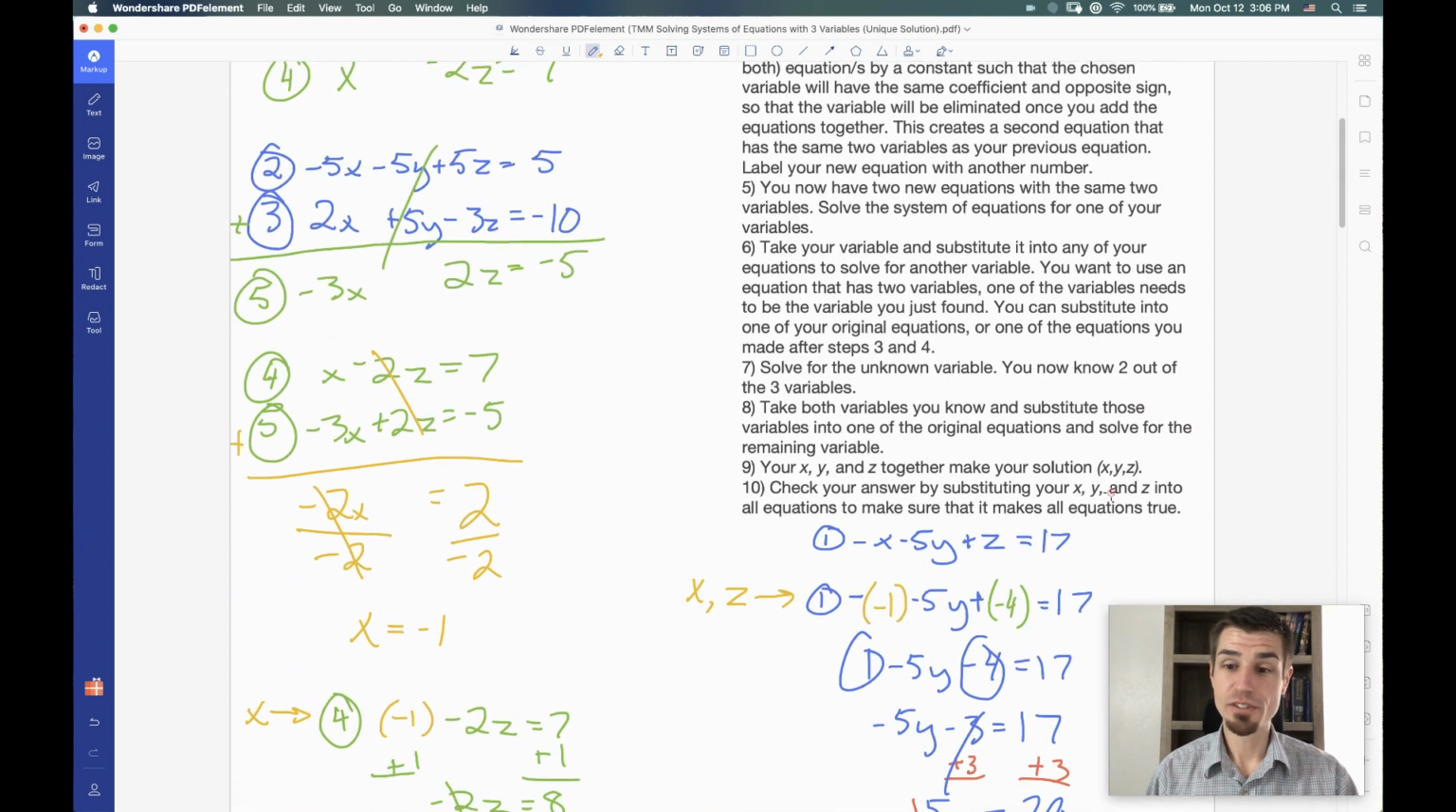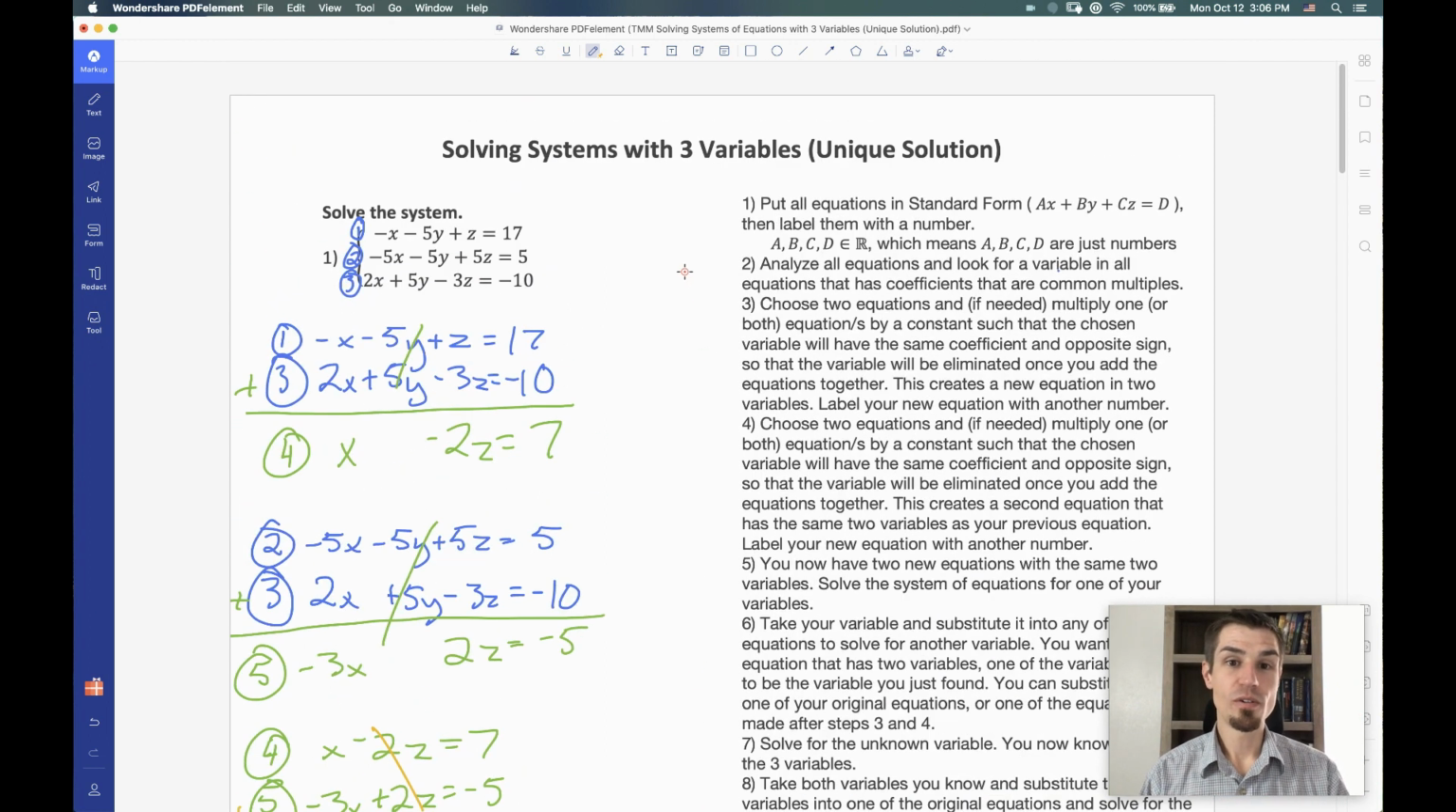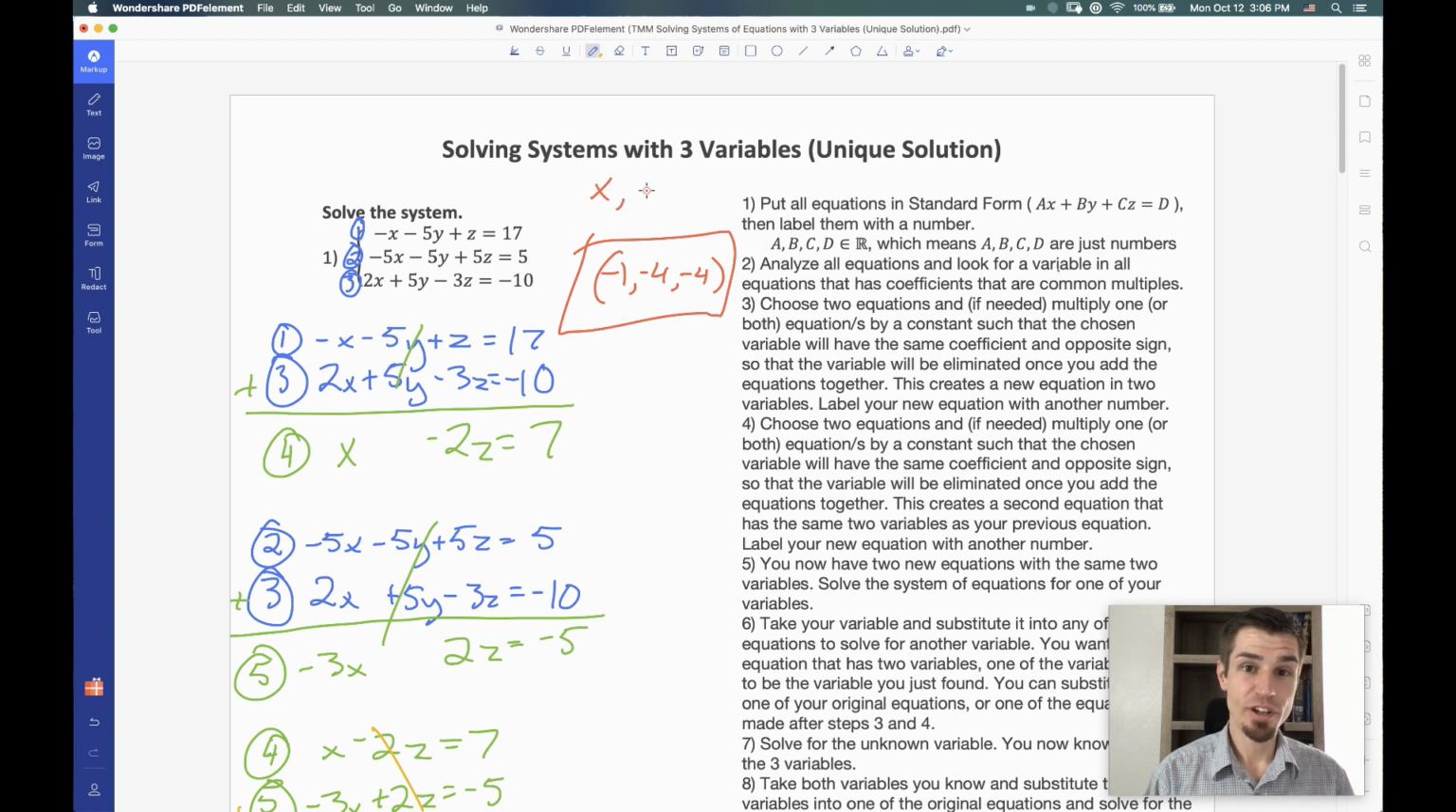Generally, when we write our solution, we write them as an ordered triple. We call it a triple because now there's 3 values instead of 2. So we get -1, -4, -4. And this is you saying my x is -1, my y is -4, and my z is also -4.